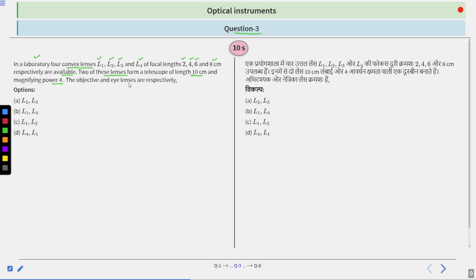So which one is the objective and which is the eye lens? Given options: option A, the objective and eye lenses are L2, L3 respectively. Option B is L1, L4. Option C is L1, L2. And option D is L4, L1. So which one is correct? You have some time to solve this question. After that, we will provide the solution.